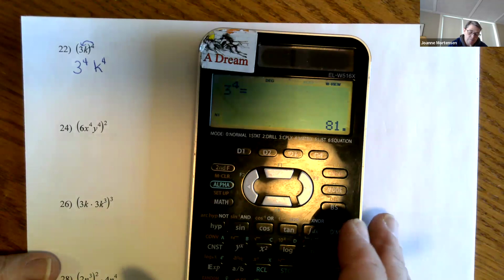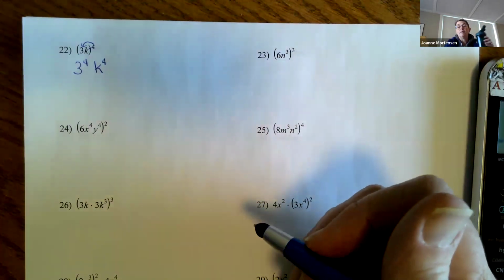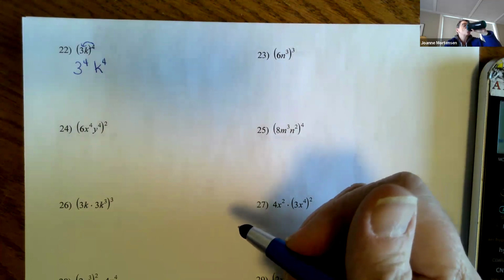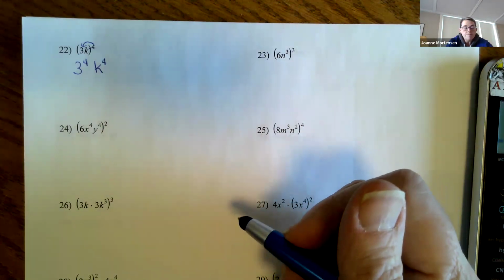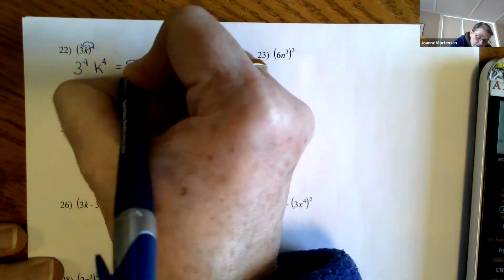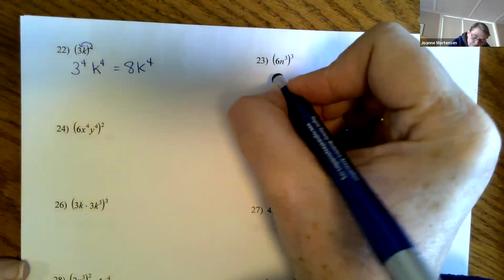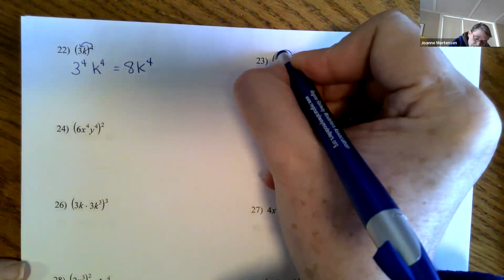boom, 81. That's why I really encourage you to either get your own calculator or borrow one of mine for the entire semester, so that you know what the buttons look like. 81, k to the 4th, done. All right, let's try it again.